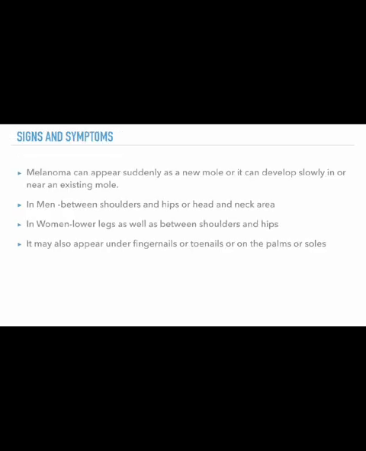So next, the signs and symptoms. Melanoma can appear suddenly as a new mole, or it can develop slowly in or near an existing mole. In men, it occurs between the shoulder and hip region and the head and neck area. In women, it occurs in the lower legs as well as between the shoulder and hip region. It may also appear under fingernails or toenails and on palms or soles.